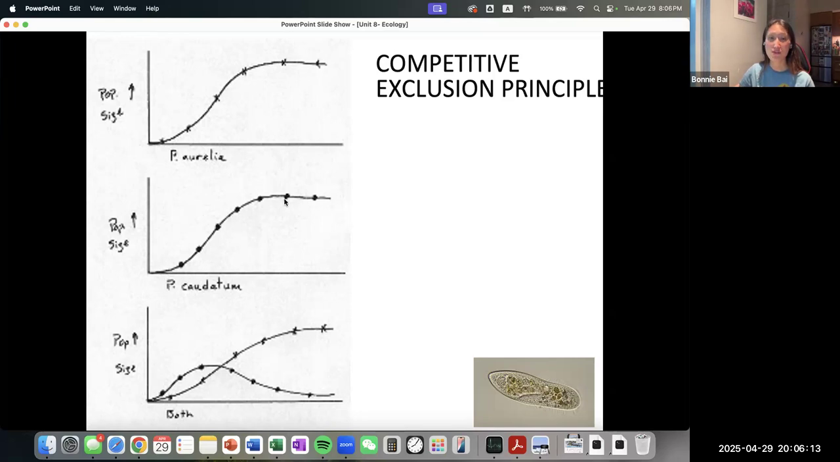This other one also goes up pretty fast. But then if they're in the same container, living together, one outcompetes the other one. So the other one goes extinct, as this little population shows. It doesn't have to be extinction of the entire species.